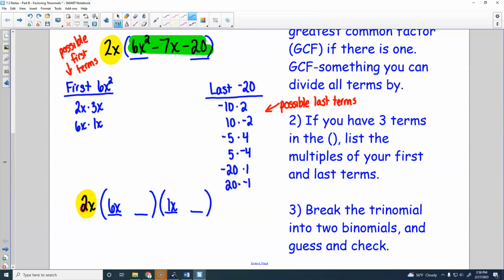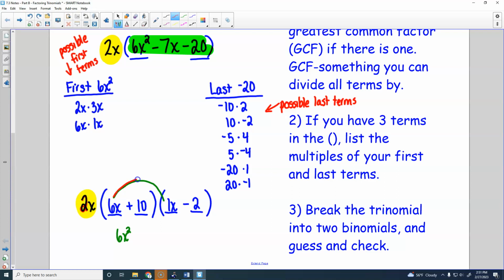So, what did you say? 10 and negative 2. So I'm going to do a positive 10, a negative 2. All right. So what we've got to do now is check and see if this works. If I check, I'm going to multiply 6x times 1x, which gives me 6x squared. I already knew that was going to work because that's why I picked 6x and 1x.